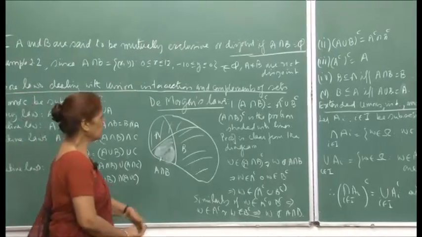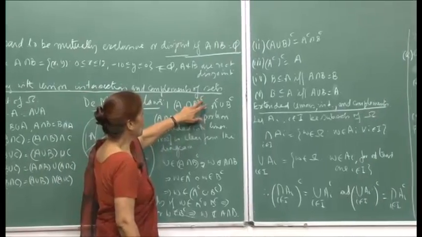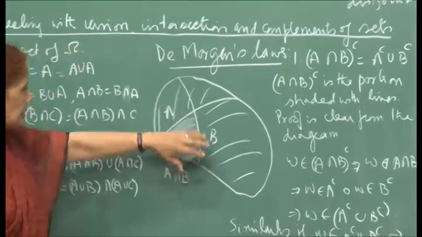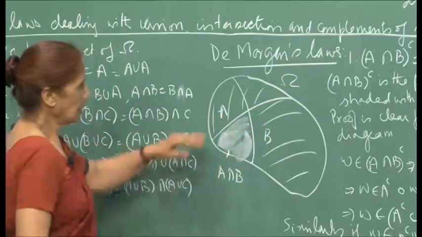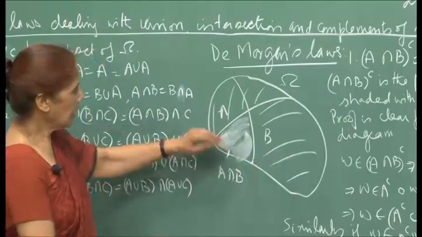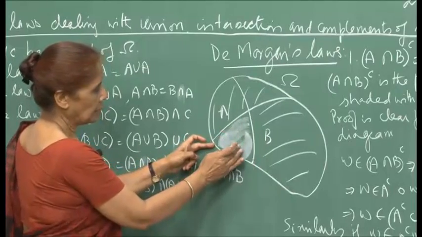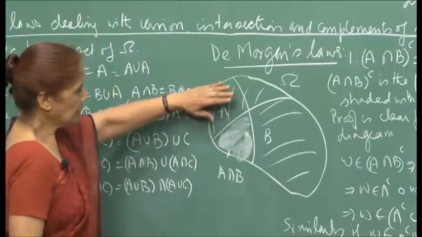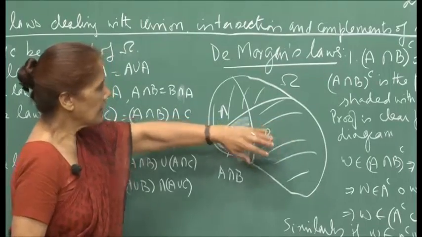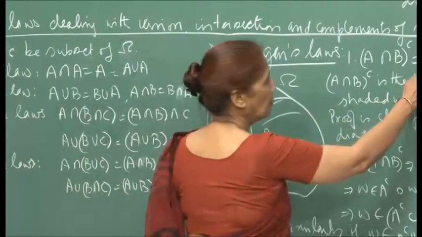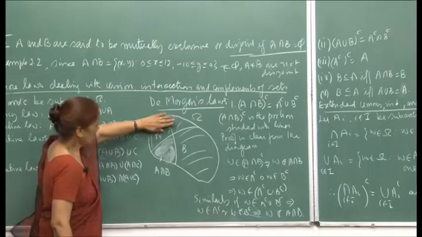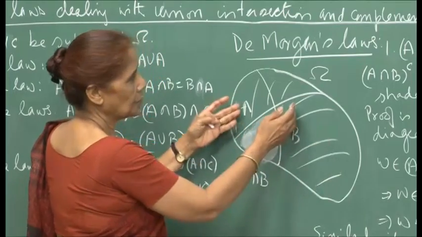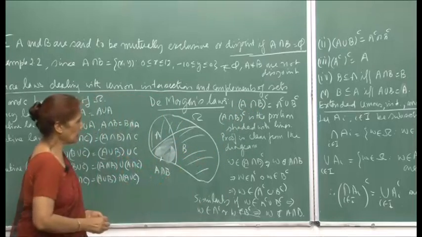And so, the first law says that A intersection B complement is equal to A complement union B complement, right? And if you see diagrammatically, this set is omega, and if this is A and this is B, then A intersection B is this, the darkly shaded portion, and so its complement will be the portion which is shaded by the lines. And you can see that the portion shaded with the lines is nothing but the union of A complement and B complement, right? Because this portion gives you B complement and this portion gives you A complement. So, the union of the two, so the two are equal, but you can also prove it otherwise.